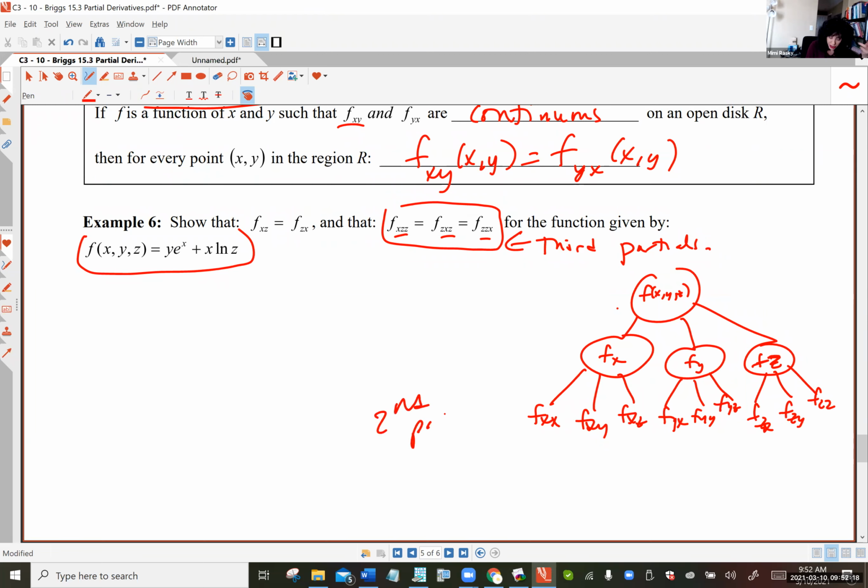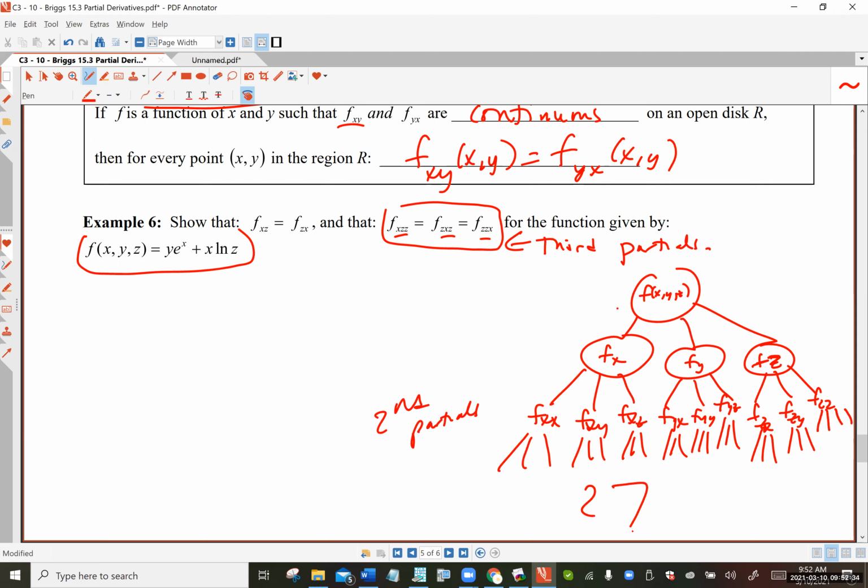So how many third partials do you think you'd have? 27. You got it. Third partials. Oh, good thing they're not asking us for all of those because that would take forever and a day to go get. Yuck. But they are asking us for a few of the third partials. So let's just take a look and finish out the problem.